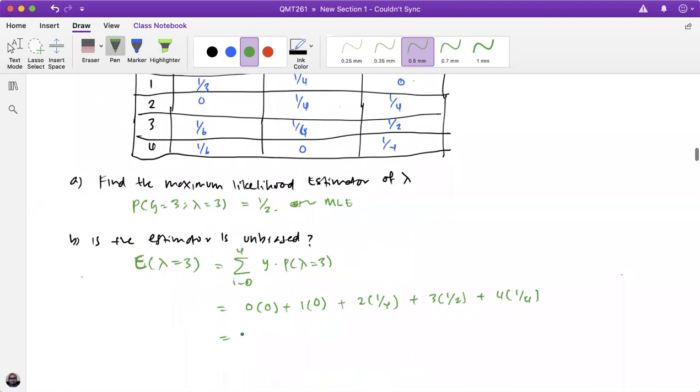So this should be equal to how much? Can you calculate for me? Should be equal to 3, right? So since the expected value of lambda equal to 3 is also equal to 3, we can say that lambda equal to 3 is an unbiased estimator.